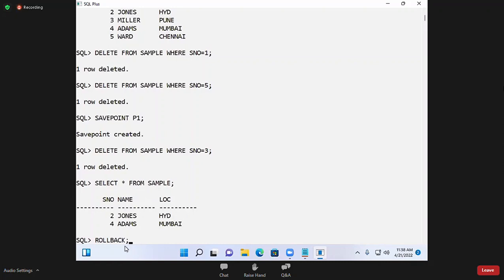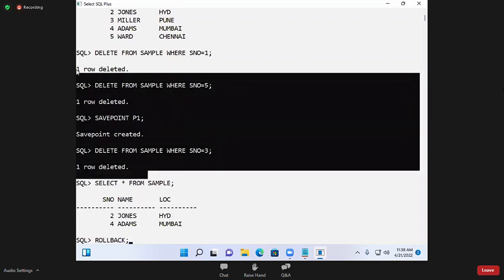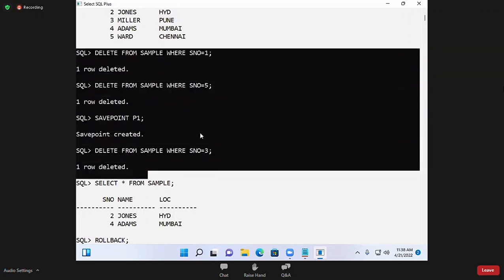So now I'm asking, if I did only rollback, what happens? If you did only rollback, does it mean only the savepoint operation is rolled back, or are all operations rolled back? What is your guess? Complete all or only the savepoint? Complete all. Why, sir?